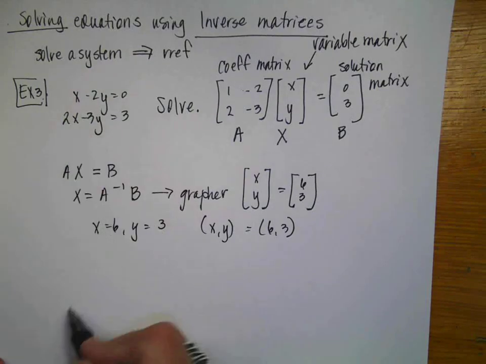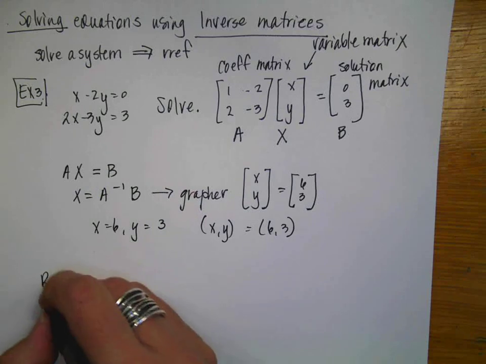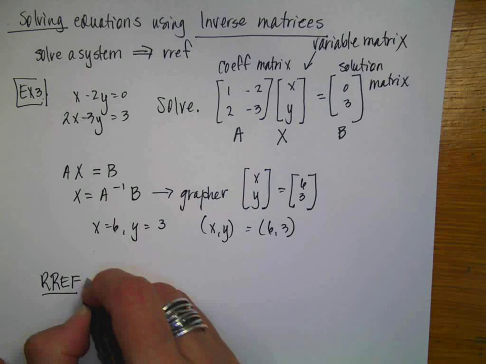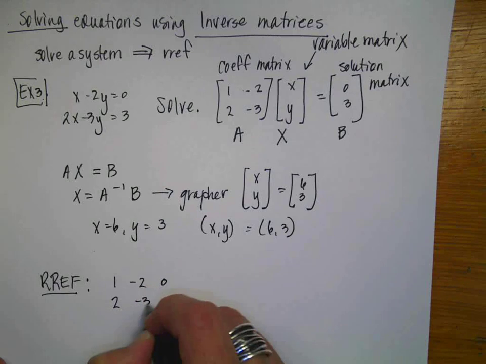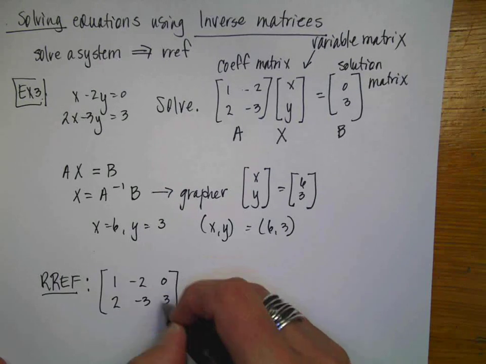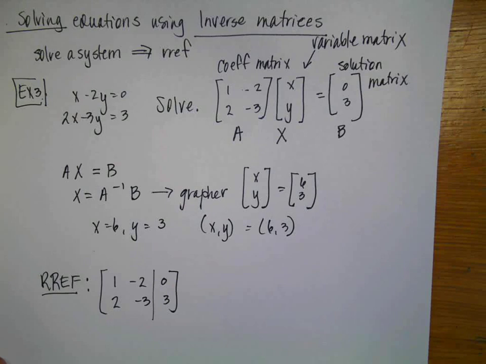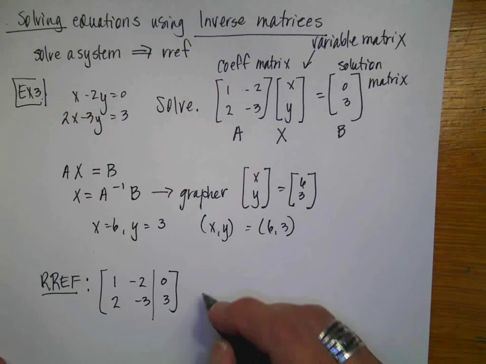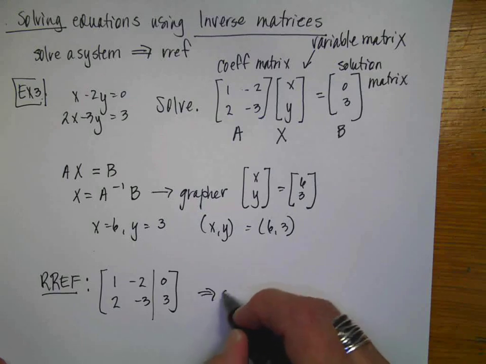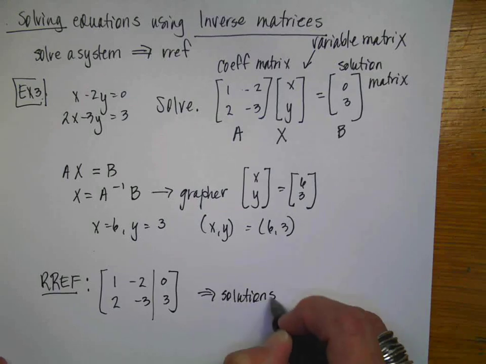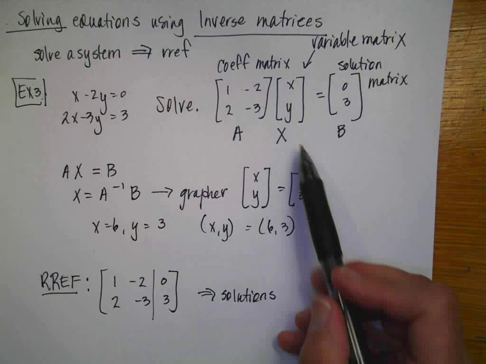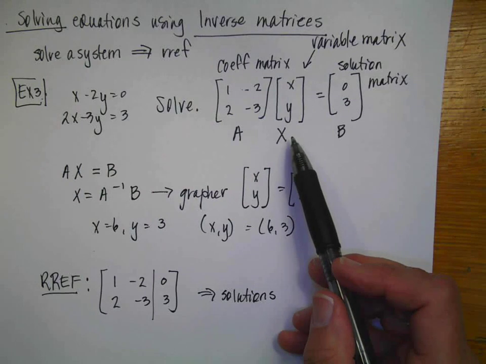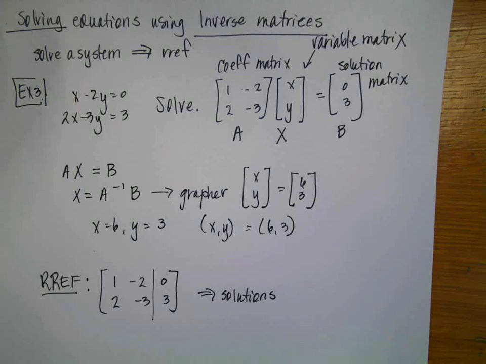Just to remind you, if I had been solving the system, I would have done it with RREF. And we've talked about this before, but I would have made 1, -2, 0, 2, -3, 3. Technically, this is called the augmented matrix because the solutions are inside the matrix. I would have done RREF in my calculator, and then I would have gotten my solutions. So this is my preferred method of solving systems of equations, but we always like to have lots of tools in our toolbox in the event that for some reason the RREF didn't work.